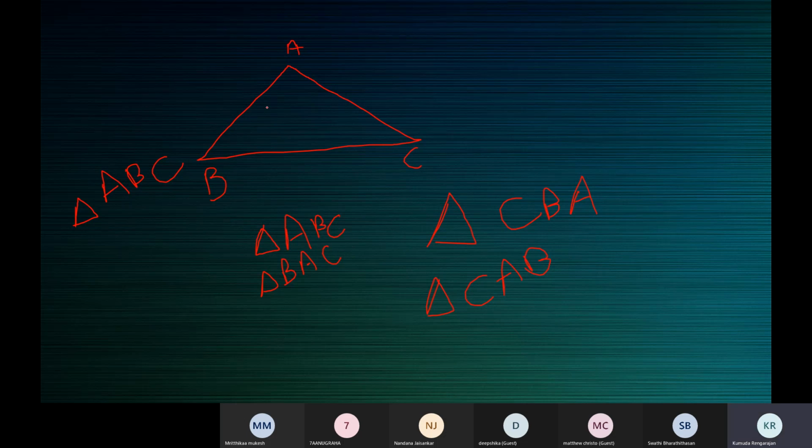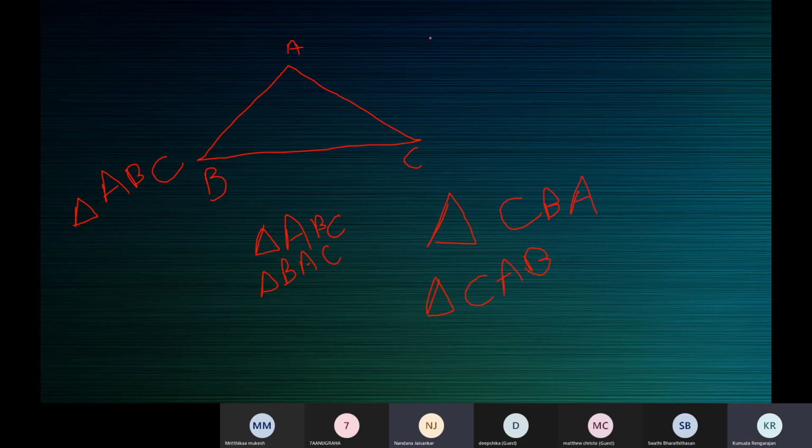Now, a triangle has 6 elements. They are the 3 sides and the 3 angles. The 3 sides and the 3 angles make the 6 elements of a triangle. Now, which are the 3 sides of this triangle? Ma'am, AB, AC, BC, ma'am.